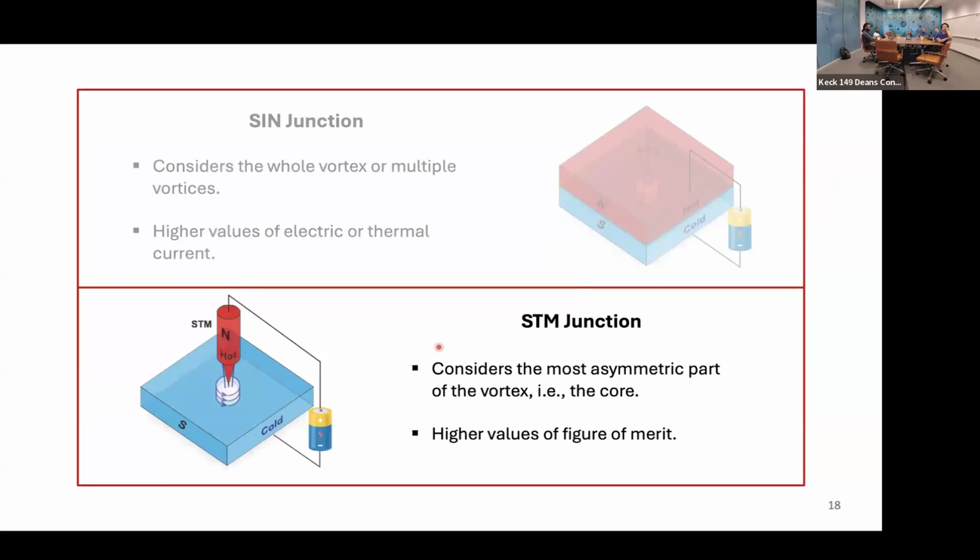So we can talk about the next experimental setup that we propose. So this is an STM junction where we focus the STM-tip on the core of the vortex. And the idea is basically that the vortex core is the most asymmetric part of the vortex, as we saw in the local density of states plot. So we expect higher values of figure of merit efficiency, basically, if we do that.